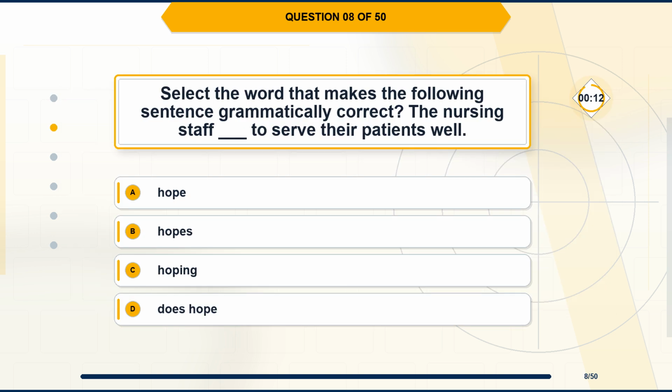Question 8. Select the word that makes the following sentence grammatically correct. The nursing staff blank to serve their patients well. Option A. Hope. Option B. Hopes. Option C. Hoping. Option D. Does hope.